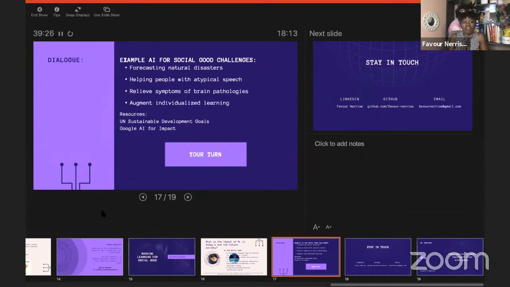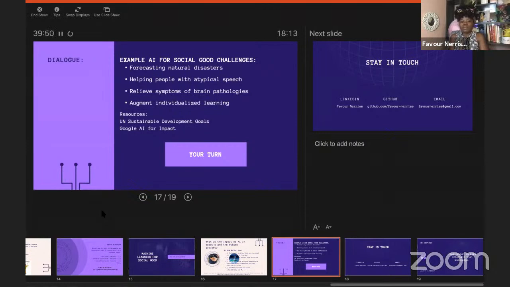Some examples of challenges previously concluded or currently in work are forecasting natural disasters. This is something that I've previously worked on with hurricane forecasting. There are also ones for floods. And also if you live on the West Coast, there are ones now for wildfire suppression. So those are really important challenges that you can apply AI and machine learning to.